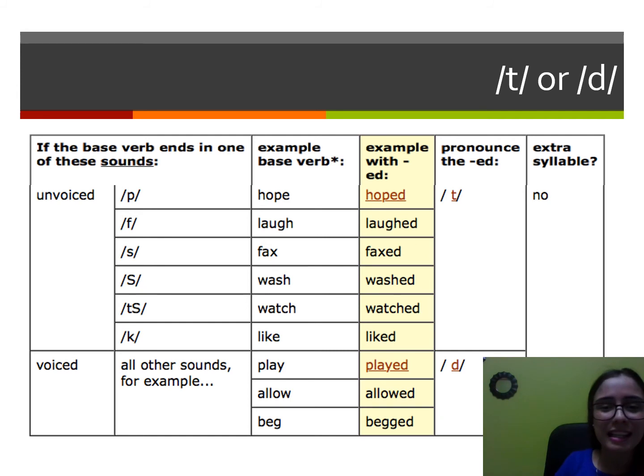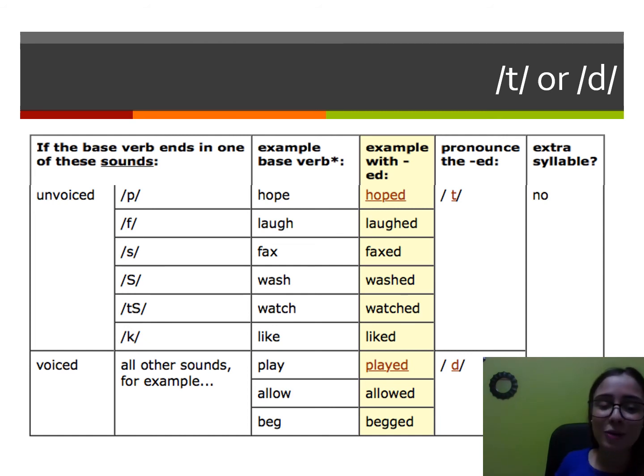We also have another scenario: if the base verb ends in one of these sounds, unvoiced and voiced, as we can see in the presentation. For example of unvoiced, we have hope, laugh, fax, wash, watch, and like. We can see how their past verbs are hoped, laughed, faxed, washed, watched, liked. And we can clearly hear how the T is pronounced.